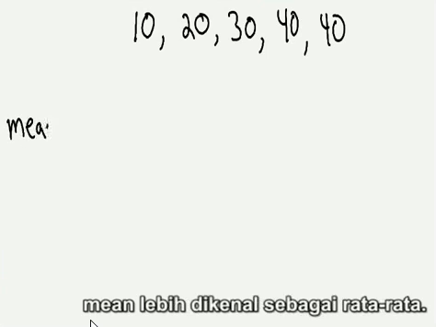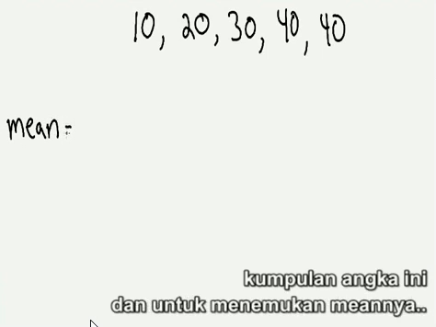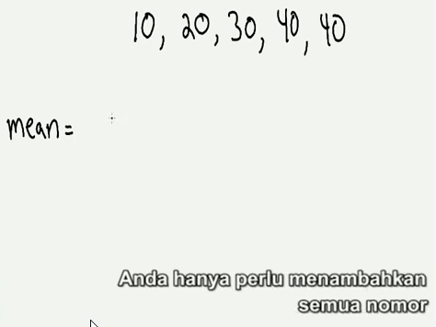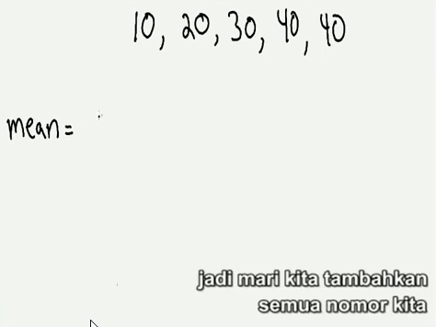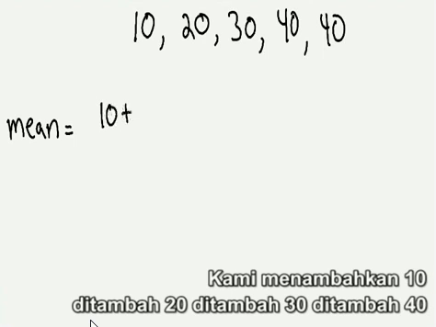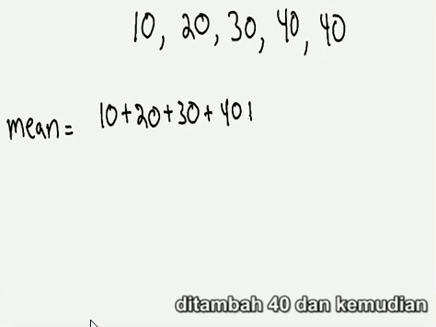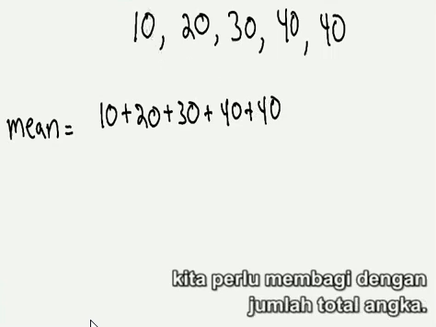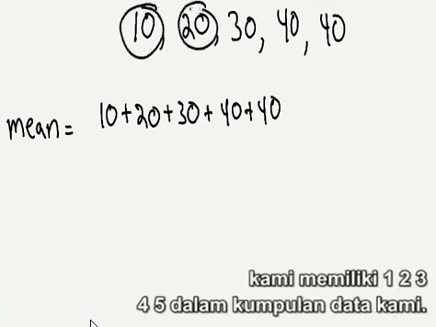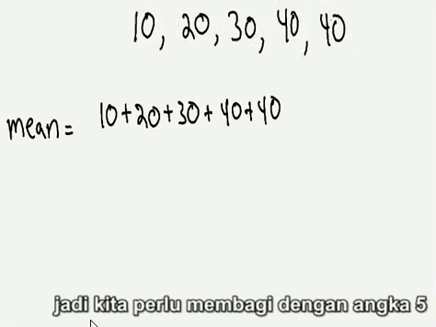The mean is more commonly known as the average, so we need to find the average of this set of numbers. And in order to find the mean, you just have to add all the numbers. So let's add all our numbers. We add 10 plus 20 plus 30 plus 40 plus 40, and then we need to divide by the total amount of numbers. We have 1, 2, 3, 4, 5 numbers in our data set. So we need to divide by the number 5.